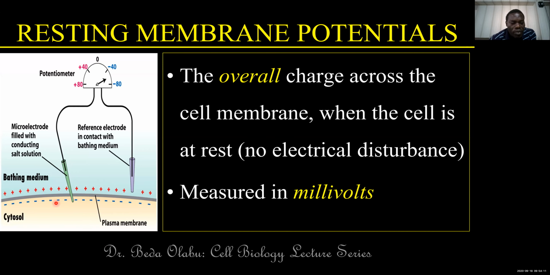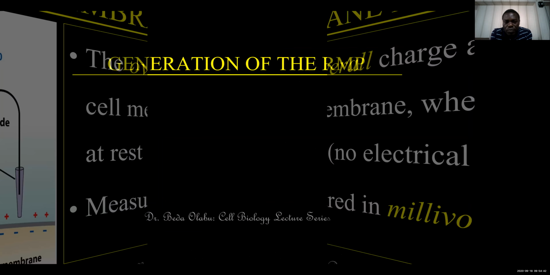This is the cell membrane. So we see charges here. Maybe you're wondering, why am I putting positive here and negative here? We are going to see that shortly. But what I want you to pick up at this point is that there are some charges either way across the membrane, and that can be measured in millivolts. So as long as this cell membrane is not disturbed, the charges that exist across it will be termed the resting membrane potential.